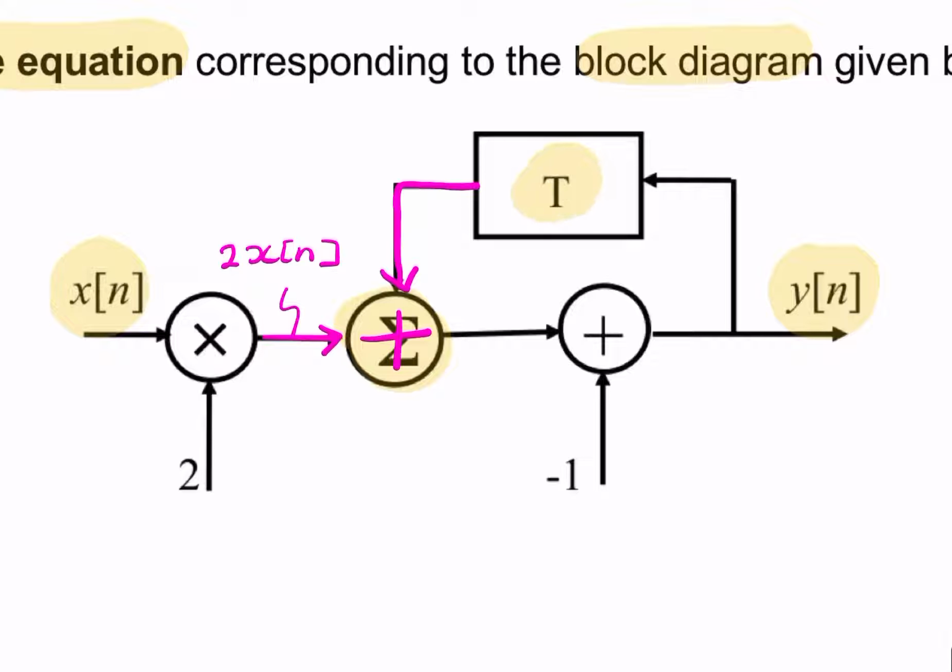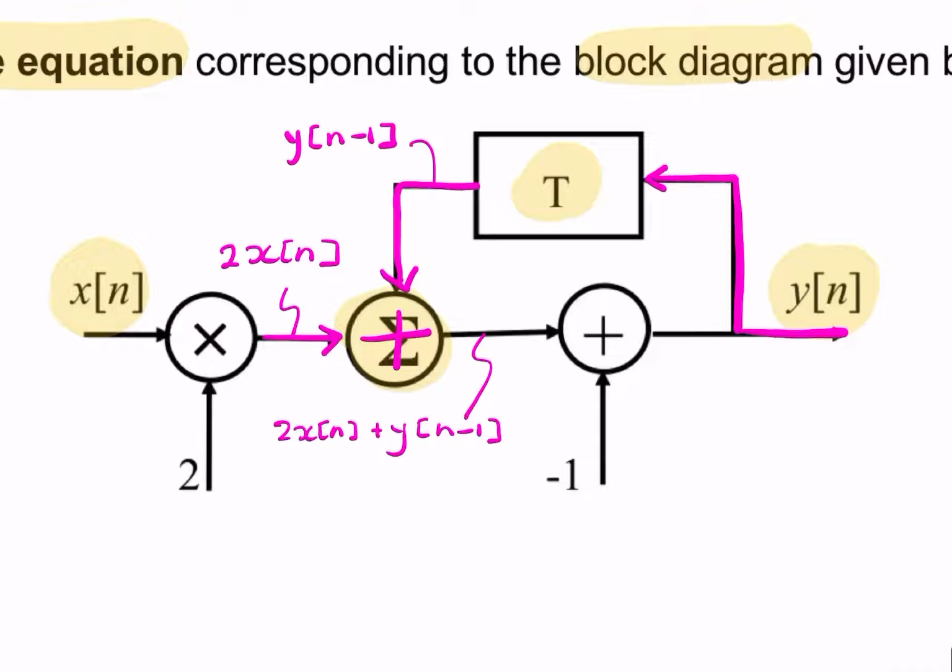A T block is just a delay block. And what's being delayed? Well, the input is being delayed. And the input is simply y of n. So y of n goes in, so y of n minus 1 comes out. That's what we have there. So here we simply have the sum of these two inputs because they're both being added together. So I can simply write here I have 2x of n plus y of n minus 1.